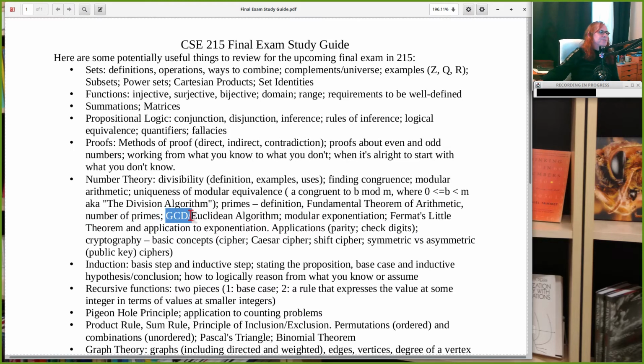Greatest common divisor is the largest positive integer that divides two other integers, and there's a way for finding the GCD, which we call the Euclidean algorithm, so you should know that algorithm.